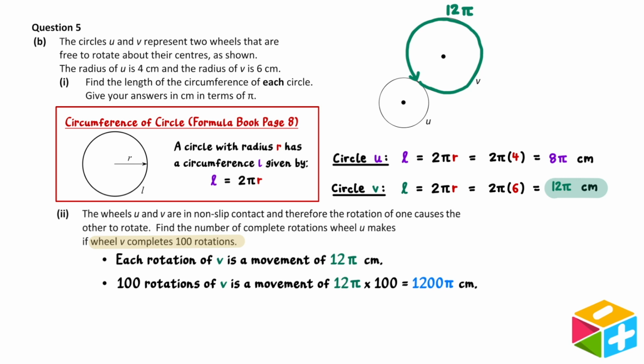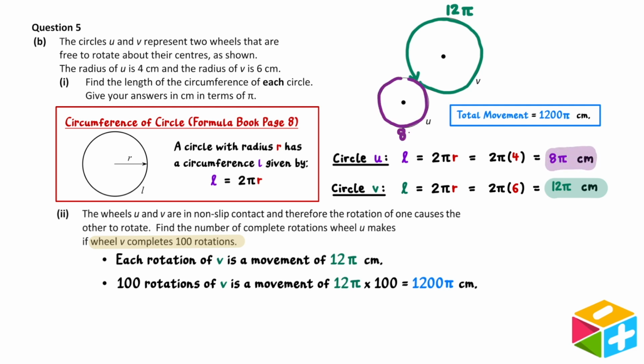Since our wheels are in non-slip contact, every bit of movement in V will cause the same amount of movement in U. This means that U will also undertake a total movement of 1200 pi centimeters. All we have to do is figure out how many rotations this corresponds to. Well, the circumference of U is 8 pi centimeters. This means that it takes a movement of 8 pi centimeters for one full rotation of U.